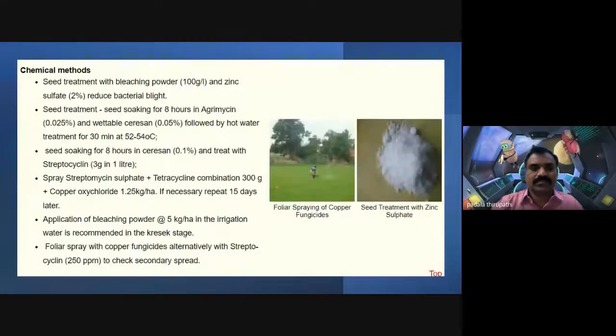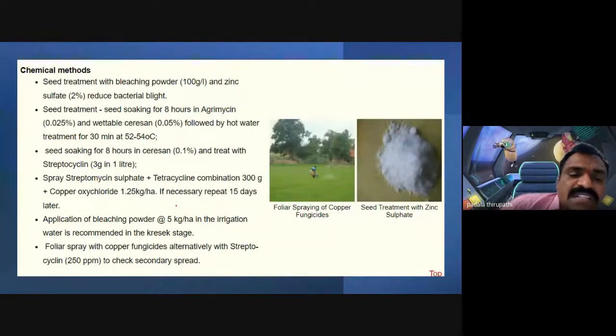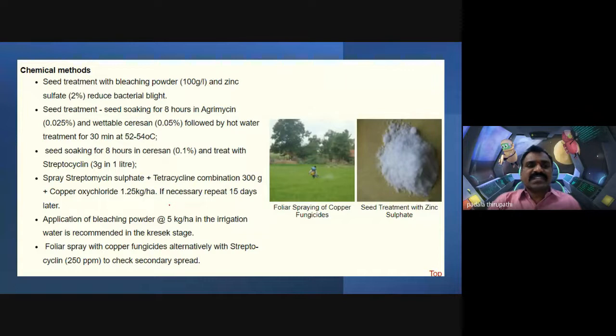Yeah. Then the chemical methods. Along with these cultural methods, chemical methods are also used for controlling this disease. Seed treatment with bleaching powder. At the same time, seed treatment with agromycin. And seed soaking for 8 hours in streptomycin, and spraying streptomycin sulfate. Streptomycin is an antibiotic.